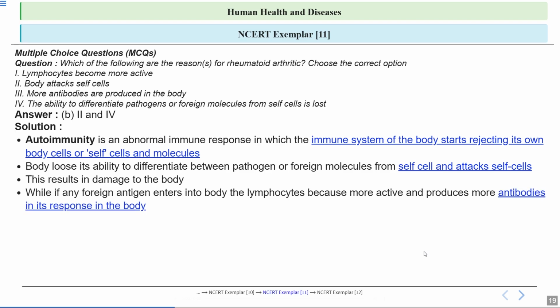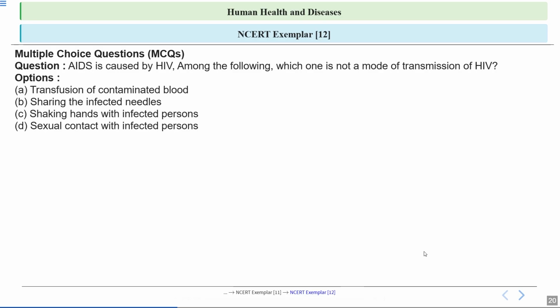Now when a foreign antigen enters the body, lymphocytes become more active and produce more antibodies. This is a normal response to infection, but in autoimmune disease, the problem is that the immune system is attacking the wrong cells, its own cells. That's why second and fourth is the correct answer. Second is the body attacks cells, and the fourth one is the ability to differentiate pathogens or foreign molecules from cells is lost.